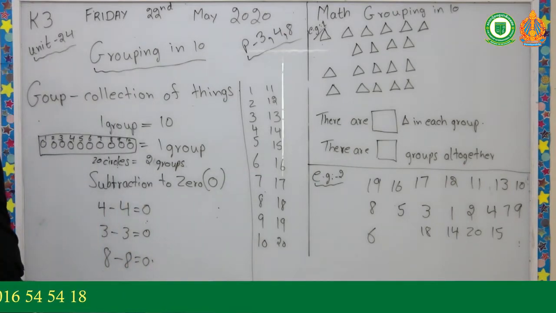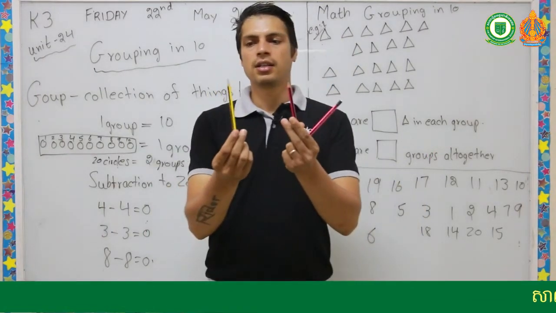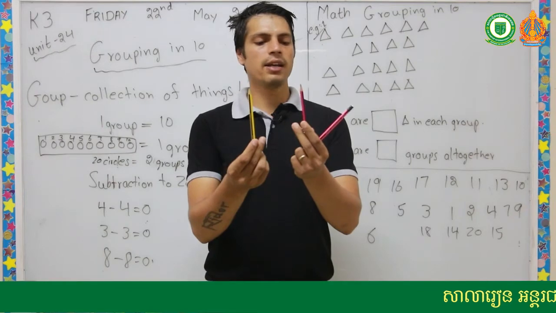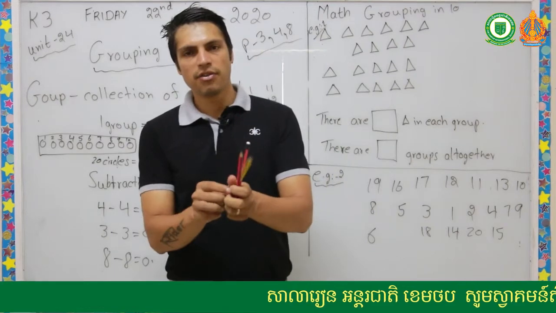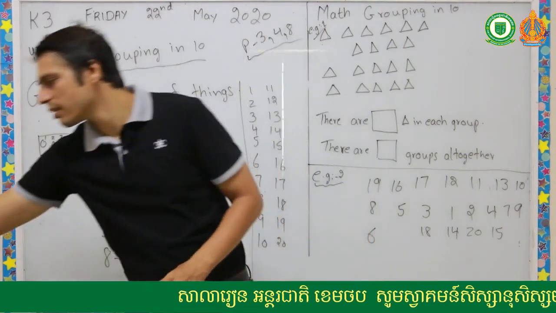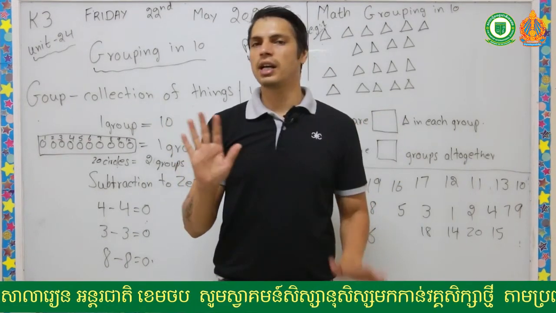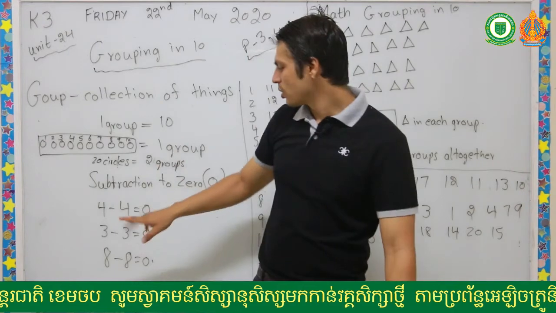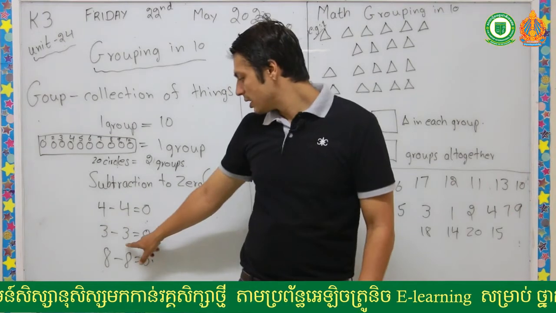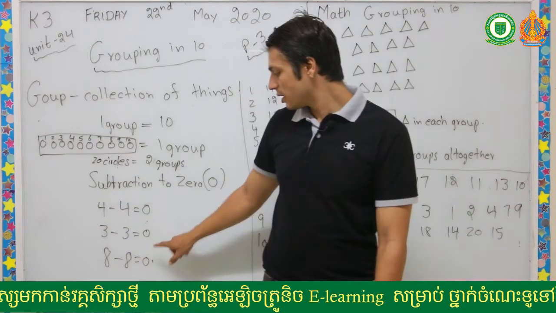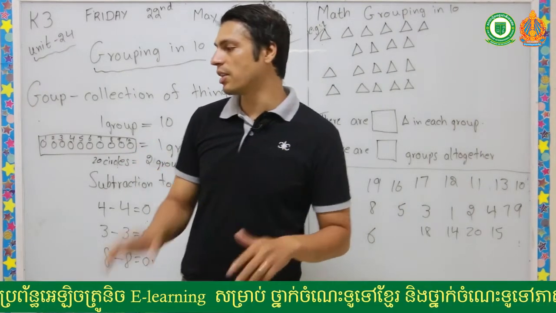I will explain one more time. Now I have 3 pencils in my hand. How many pencils do I have? 3. If I take them and put them away, how many pencils do I have now? 0. I don't have any pencil in my hand. So 3 minus 3 equals 0.